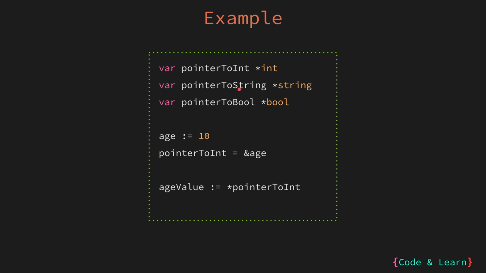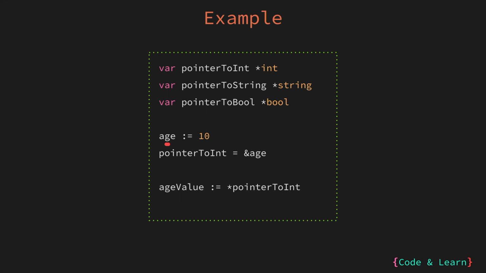Here I have a short code example of how pointers are used. First, as you can see here, I create a variable, pointer to int, and with the asterisk and int data type, I am saying a pointer to an int is a pointer that stores the address of an int variable. Similarly, next I have a pointer to a string. Here with the asterisk I am saying a pointer to a string will store the memory address of a string variable. Similarly, I have a pointer to bool. Here again with the asterisk I am saying a pointer to bool will hold the memory address of a bool variable.